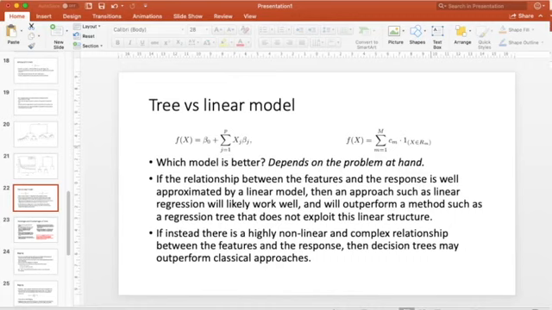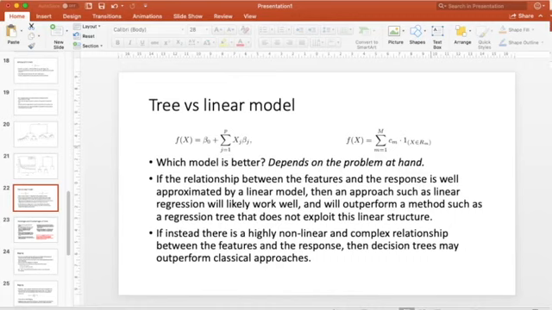And if the relationship is linear, then an approach such as linear regression will likely work well. And it will outperform methods such as a regression tree that does not exploit this linear structure. However, if there is a highly nonlinear and complex relationship between the features and the response, then the decision tree might outperform classical approaches. However, whenever you want to do this modeling, it is good that you try many models, because one thing is you need to know the underlying assumptions of the relationship between the x and the y variable.